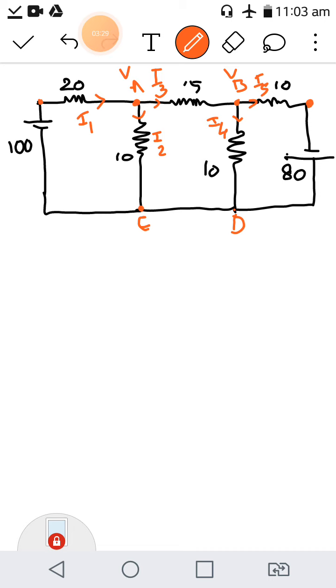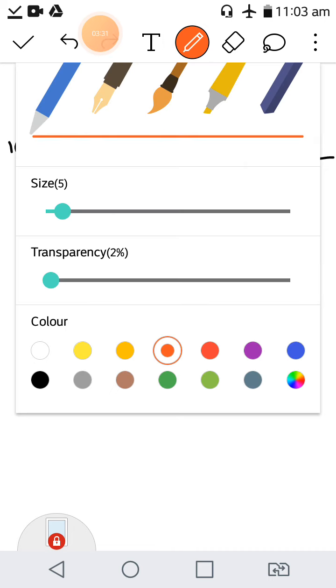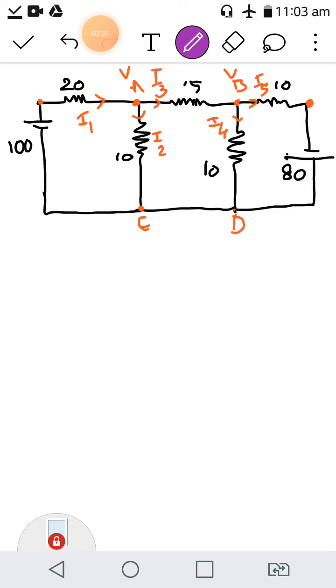Now we can follow the second step. What is the second step? The second step is to apply KCL at all the independent nodes. If I apply KCL at node A, what is the KCL equation? I1 is entering and I2 and I3 are leaving. So immediately you can write I1 is equal to I2 plus I3, because the total current I1 divides into two, I2 and I3.